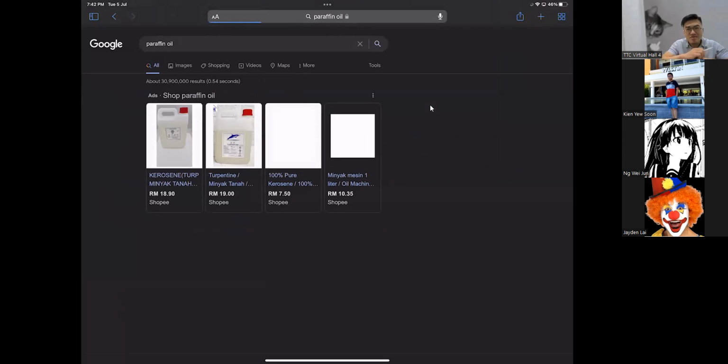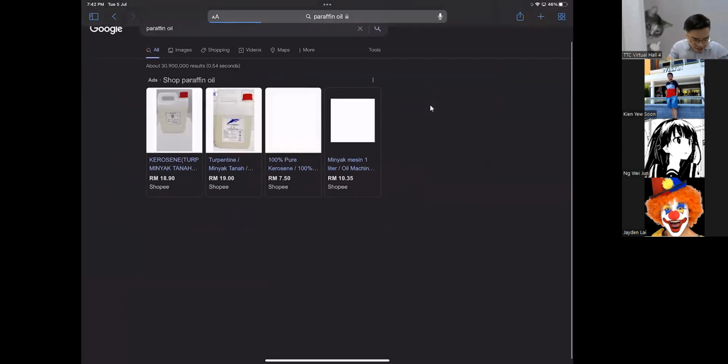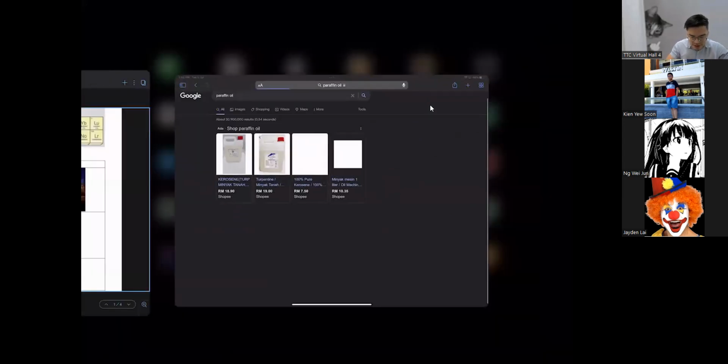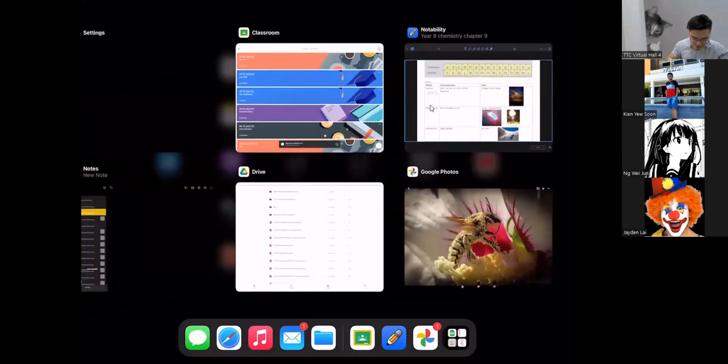My Google has been acting really weird lately. Can you see the thing is stuck already? So annoying. Wait, let me close this and reopen this again. Okay, nope, it's not working.